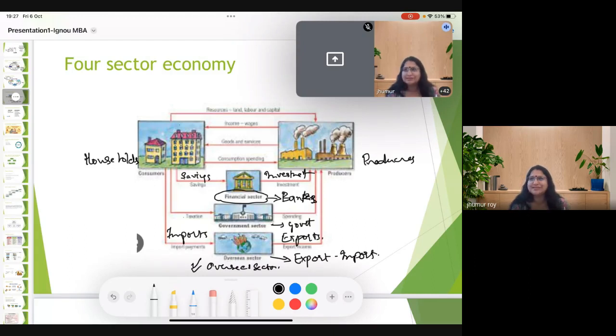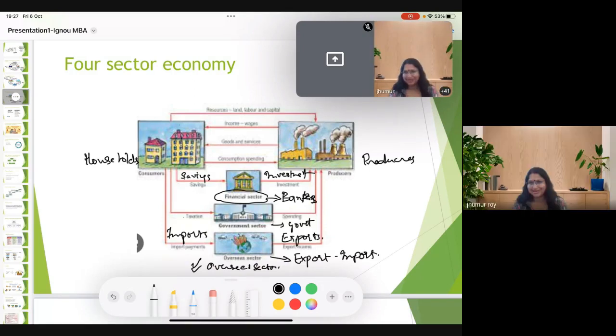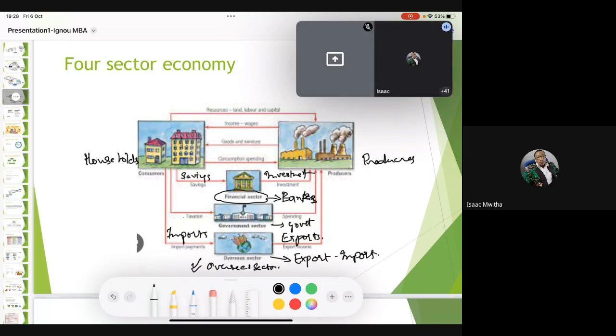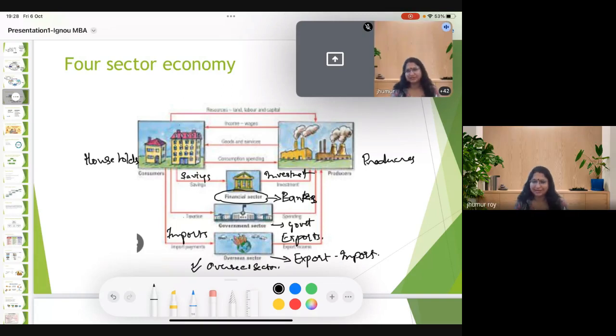Three sector, please immediately write what is there in the three sector economy. Yes, household and the firm is two sector. Household, the business, and the government. Yeah, so add government and it will become a three sector economy. And what do you add for the four sector economy? We add the overseas sector in the four sector economy.